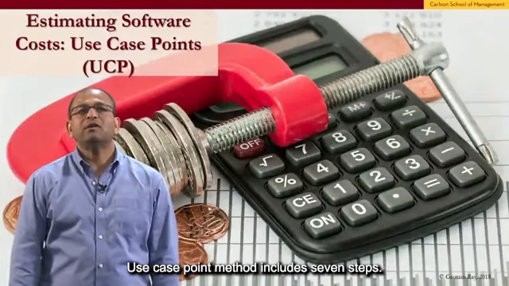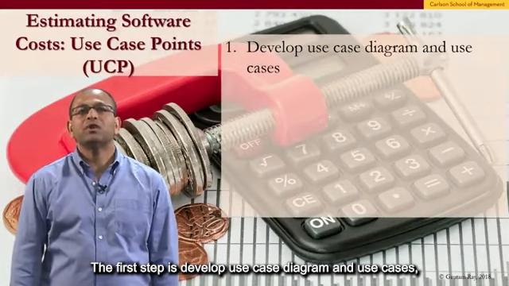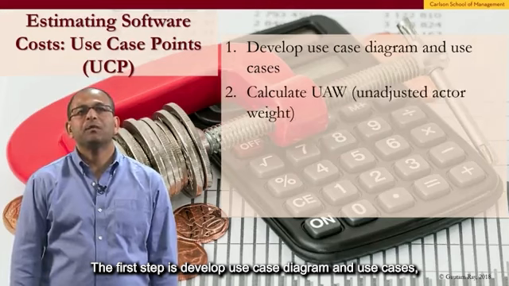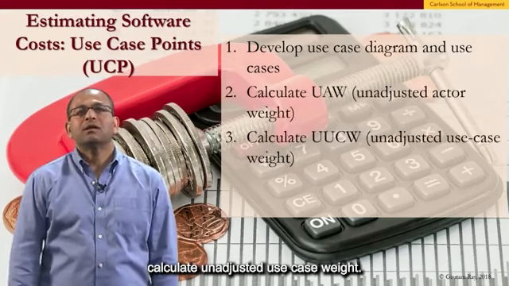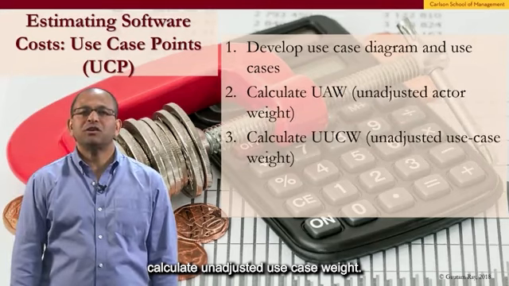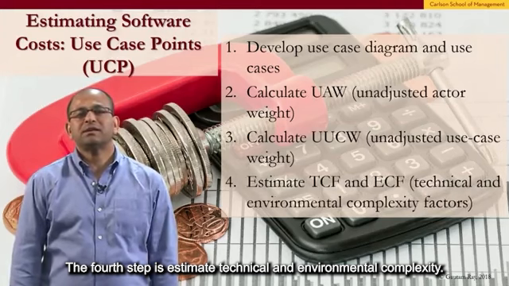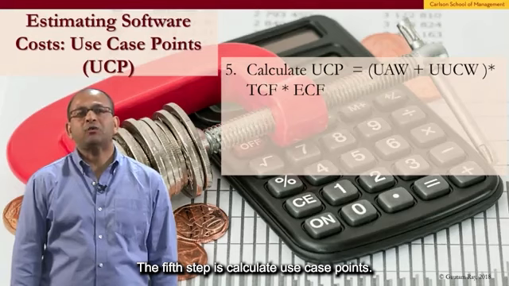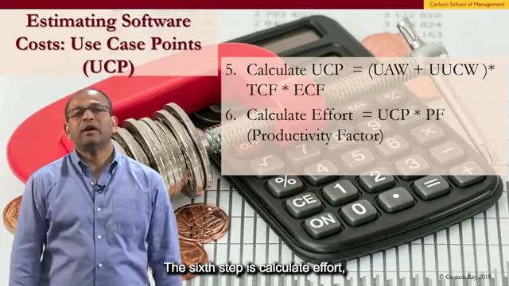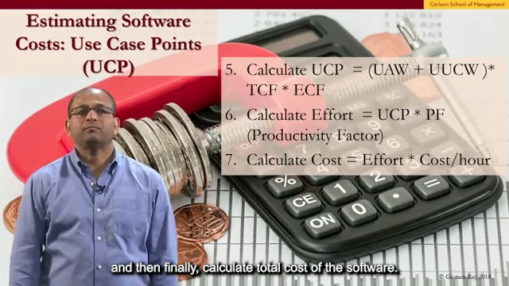Use case point method includes 7 steps. The first step is develop use case diagram and use cases, calculate unadjusted actor weight, calculate unadjusted use case weight. The fourth step is estimate technical and environmental complexity. The fifth step is calculate use case points. The sixth step is calculate effort, and then finally calculate total cost of the software.